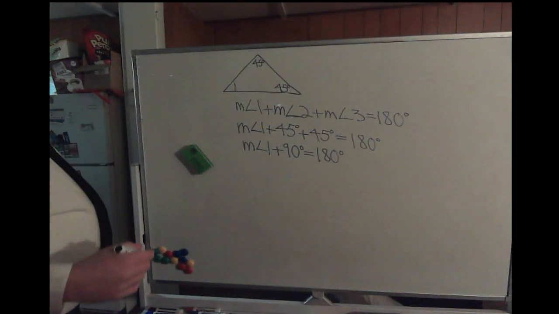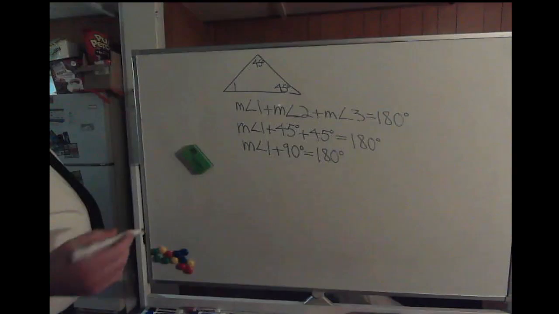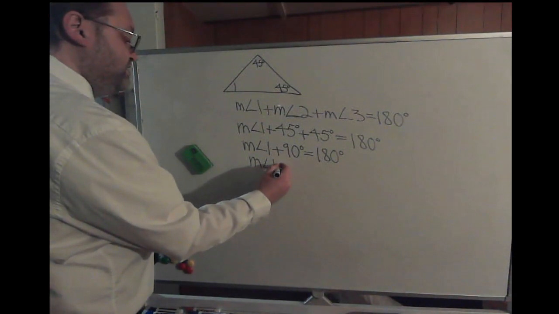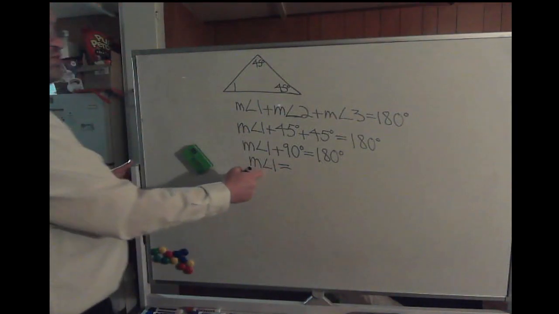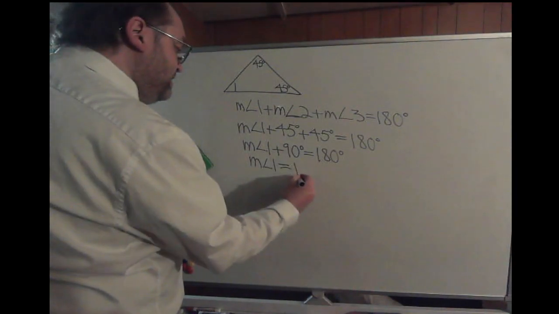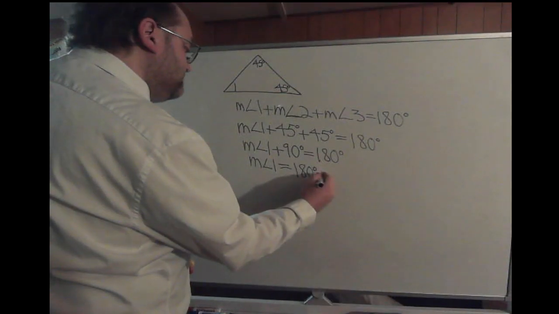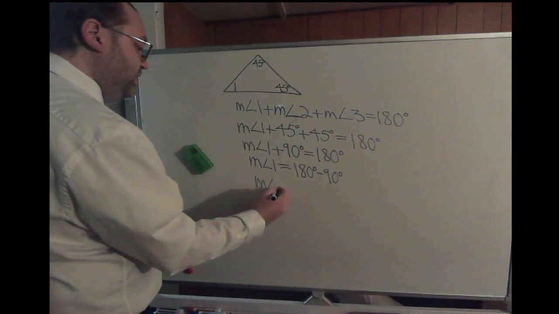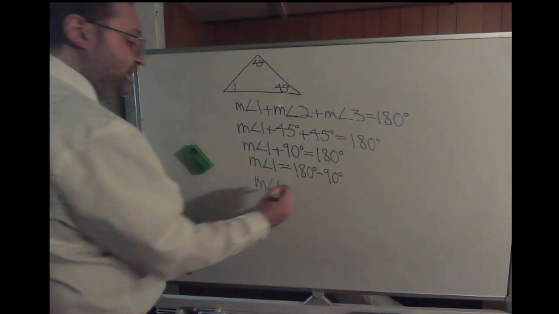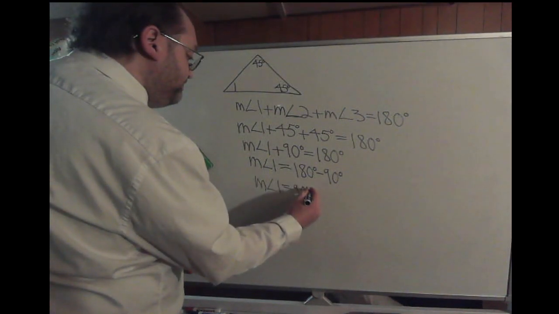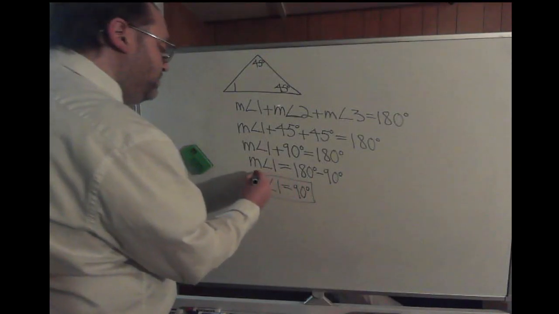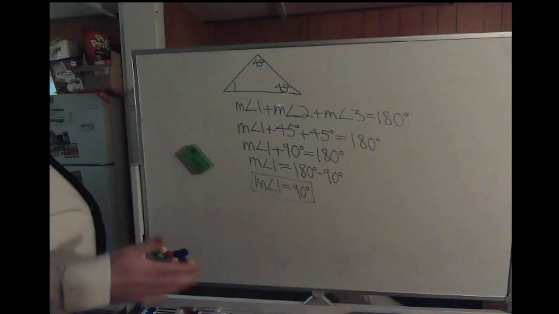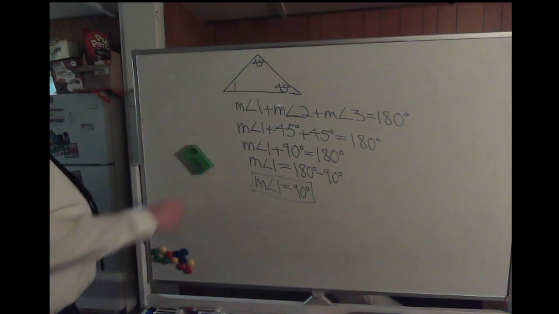Now, of course, you want to get the measure of angle 1 by itself since that's the variable. If you subtract 90 from the left side, you just have the measure of angle 1 by itself. That's equal to 180 degrees minus 90 degrees. So the measure of angle 1 is equal to, what is 180 minus 90? That's 90 degrees. So the measure of angle 1 would be equal to 90 degrees. So that's how you solve for missing angles of a triangle.